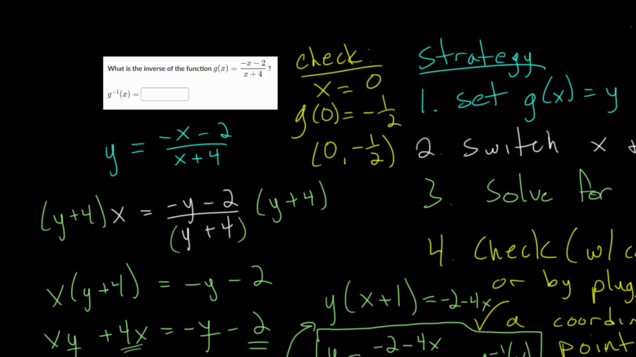So let's do one more problem. And down here we have the function f. So we're going to follow the same strategy as before. And we're first going to set f of x equal to y so that we can switch x and y. So we have minus 2x plus 2 over x plus 7. And now we're going to switch.